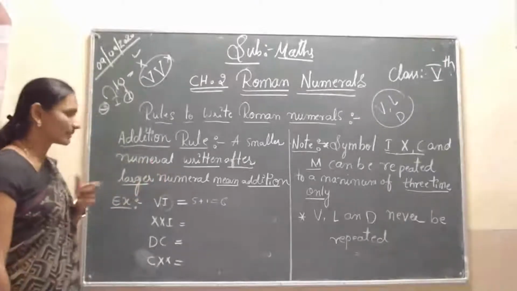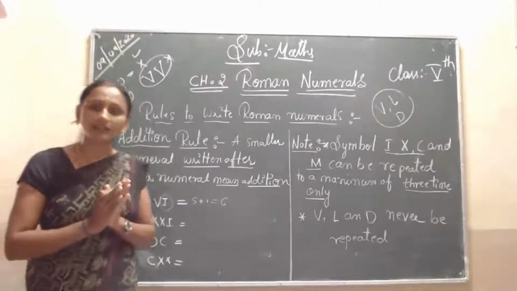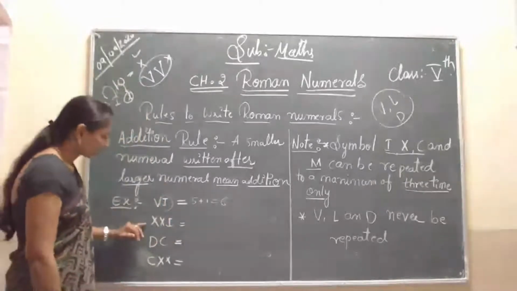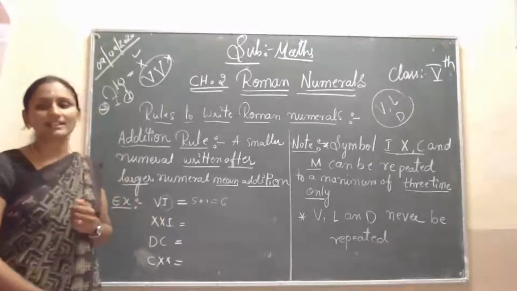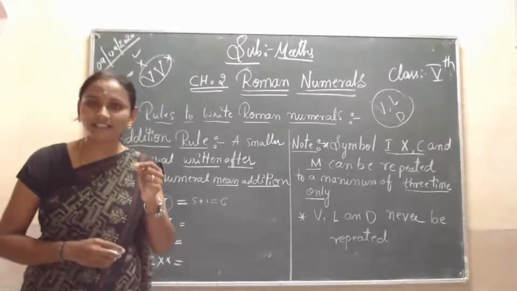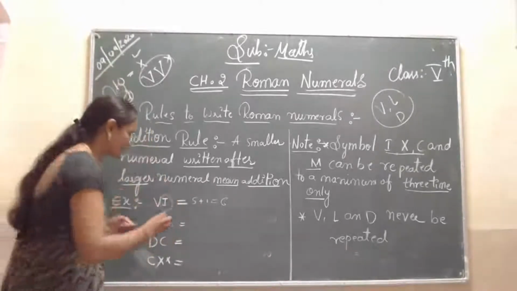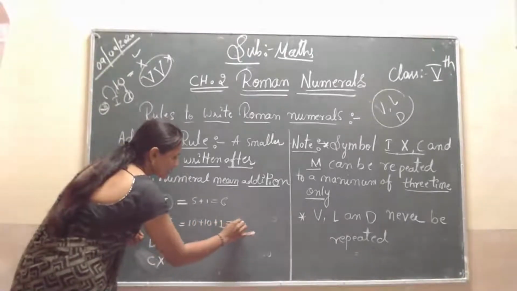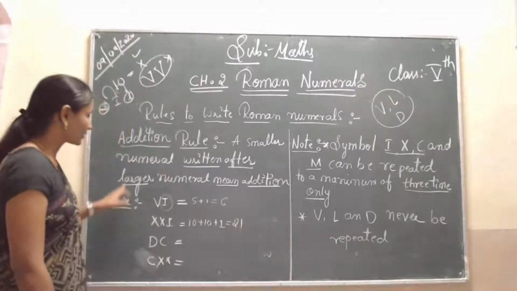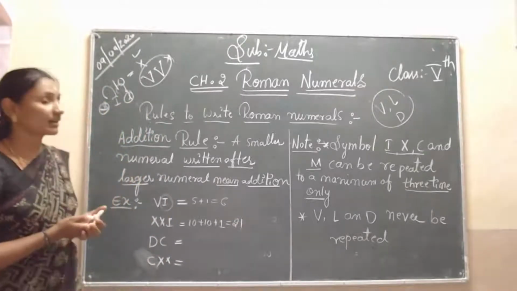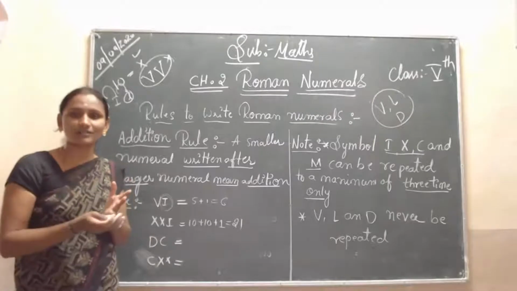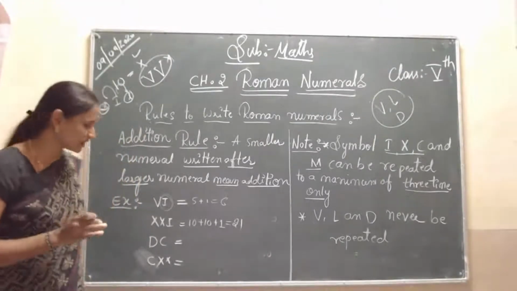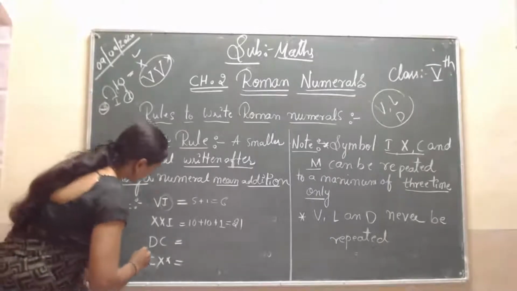This definition is separated, but both definitions or both methods are the same. Next, XI, students. XI means X is 10, again plus 1. So 10 plus 10 plus 1, that is 21. So just know that a smaller numeral written after a larger numeral means addition.